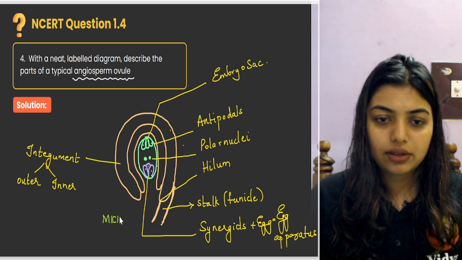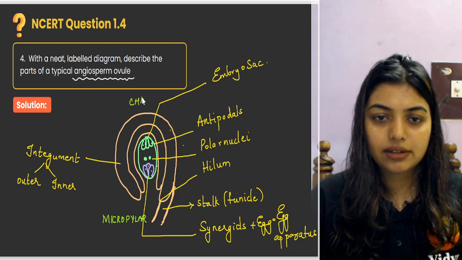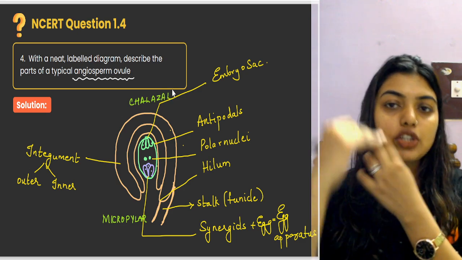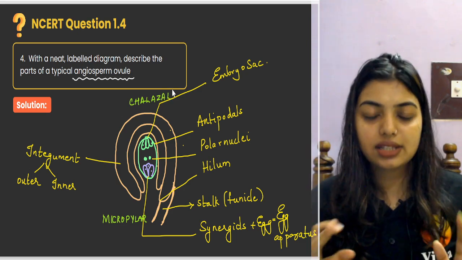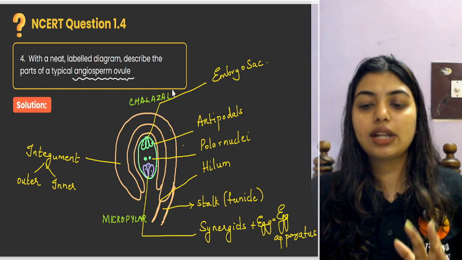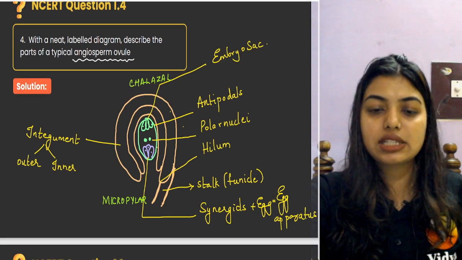Micropylar end, and this is the chalazal end. So opposite to the micropylar end, you will find the chalazal end, and always remember that wherever the integument is absent, that will be called the micropylar end.